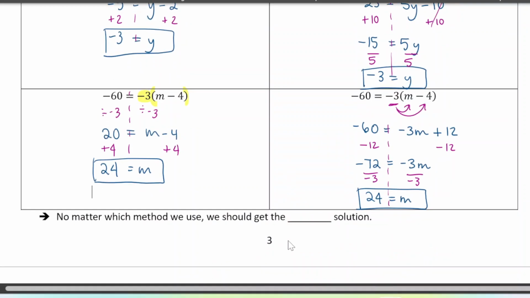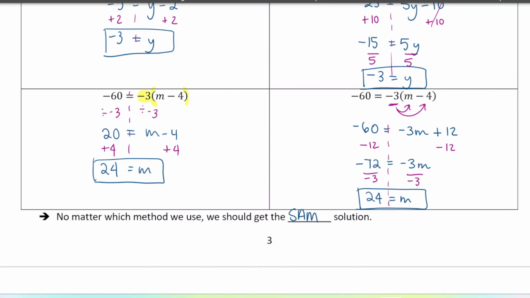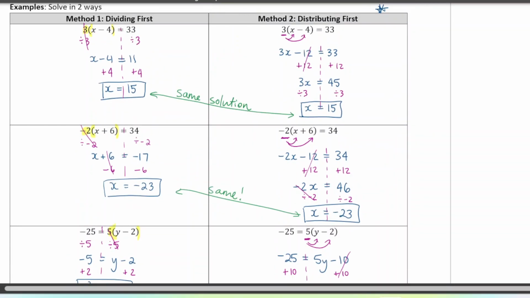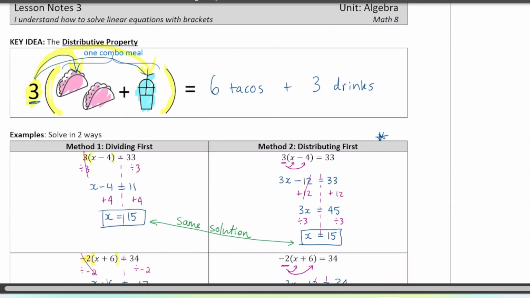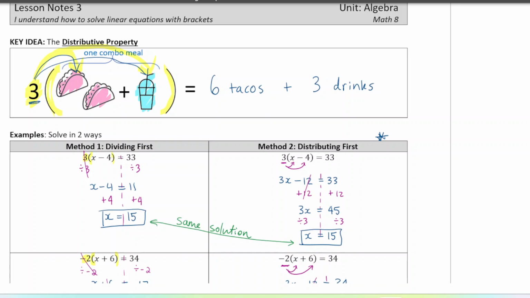Okay, so at the bottom here, let's fill in the blank. No matter which method we use, we should get the same solution. You do need to know both methods, but you can have a favorite. And on a lot of questions, you'll be able to choose which method you want to use, either distributing or dividing first. Okay, so that's the end of the lesson.